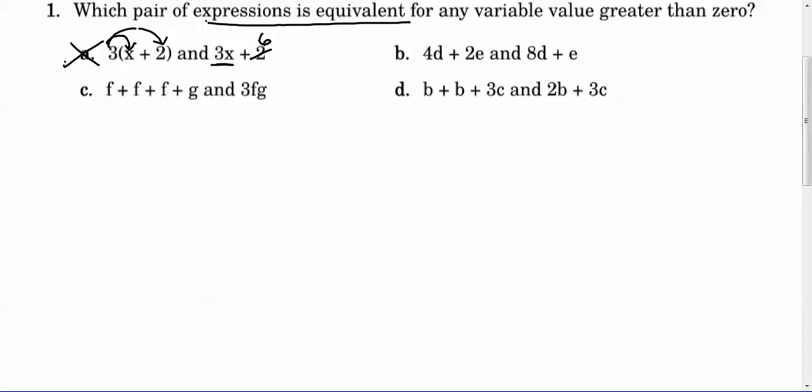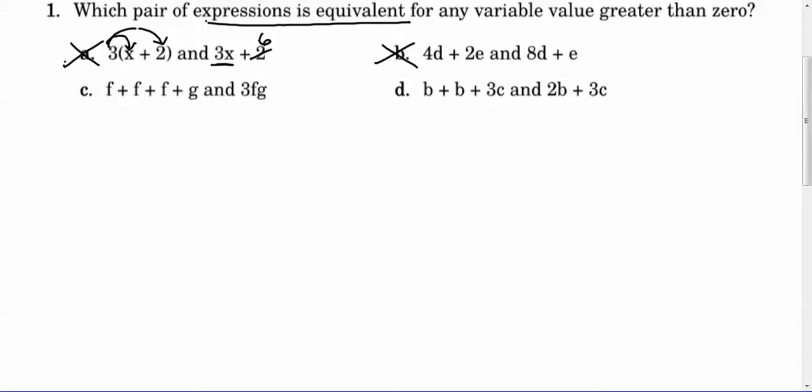Let's look at B. We have 4D plus 2E. Well, that expression is definitely not equivalent to 8D plus E because we're adding those two quantities and you cannot combine them in any way, because one is dealing with D, the other one is talking about copies of E. So choice B is a bad answer as well.